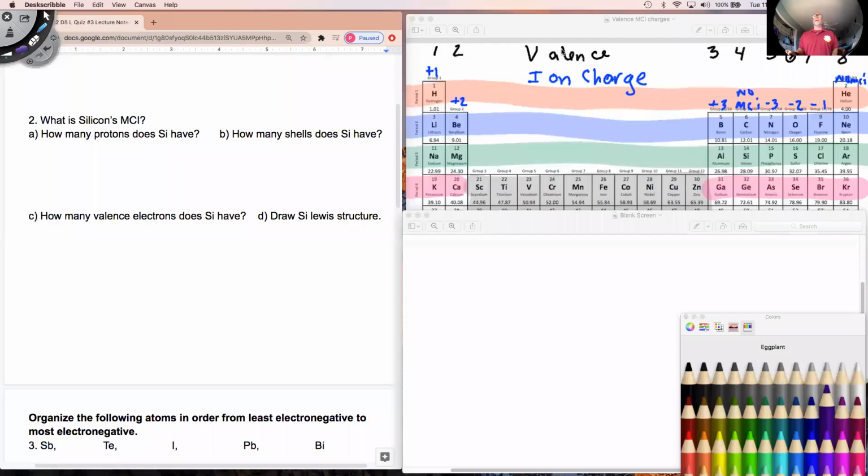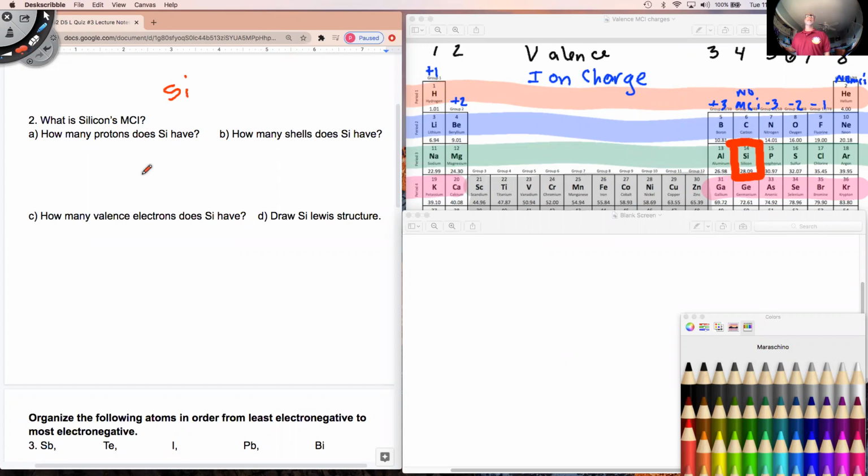Okay, so when we take a look at silicon's MCI, please remember that silicon and every element in silicon's row, and we'll put silicon right here, is in the column that says no MCI, no common ion. So when it asks you this question on the test for either carbon, silicon, or germanium, there is no MCI. So what you're going to do is just draw it regularly as plain old silicon.